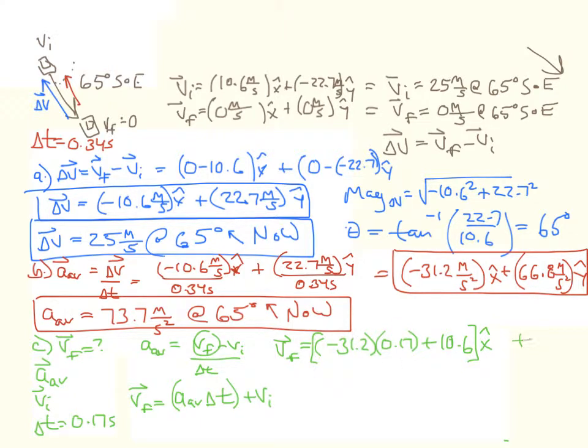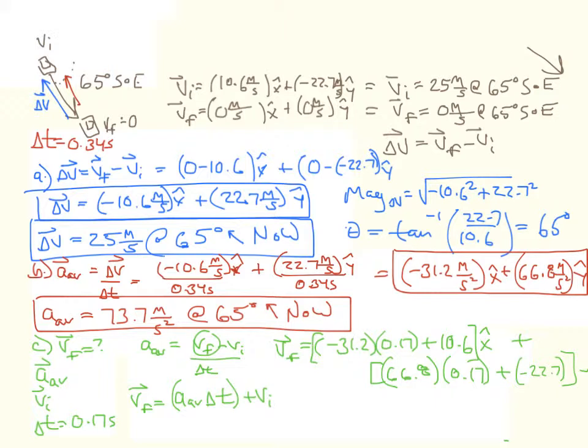I'm obviously not going to be able to squeeze a y hat in there, so I'm going to do it on the next line, okay? So, what is the acceleration times time plus initial velocity in the y hat direction? All right, the acceleration in the y hat is what? Right here, 66.8 meters per second squared. I'll put that in a bracket. Times time, that's 0.17 seconds, plus the initial velocity in the y hat direction. That is up here. All right, negative 22.7 meters per second.